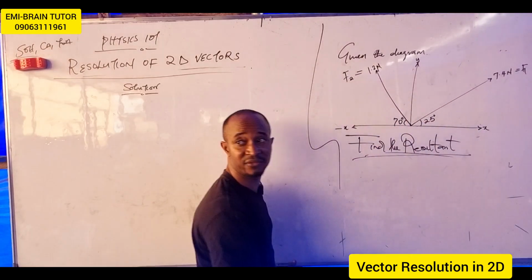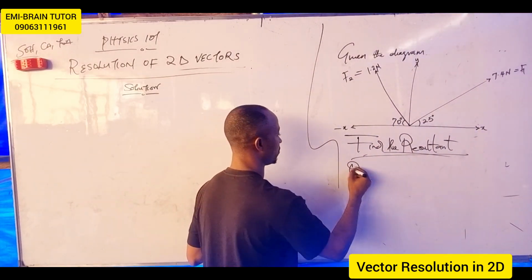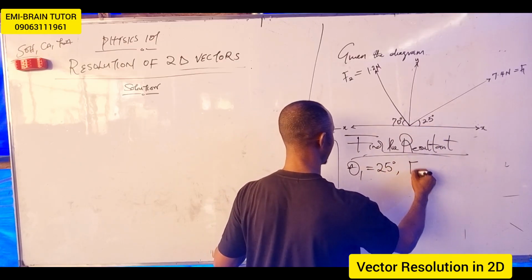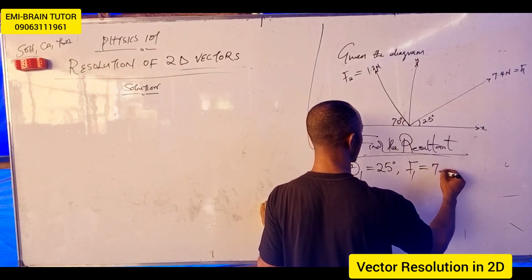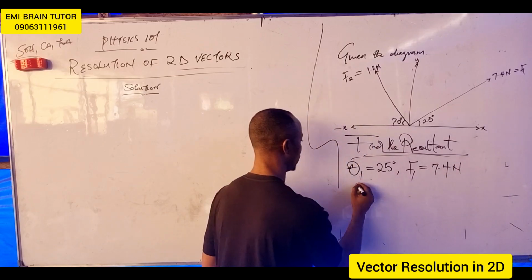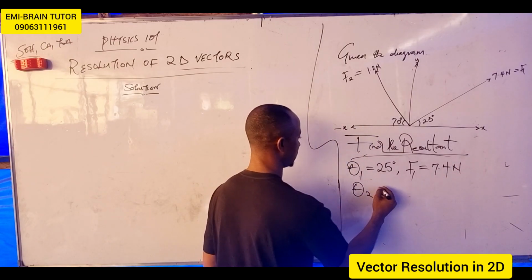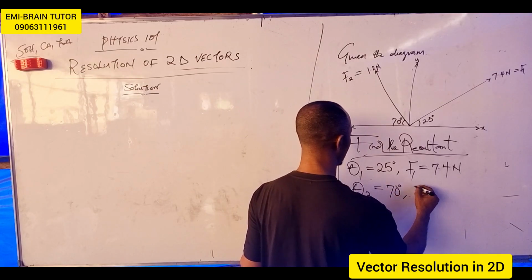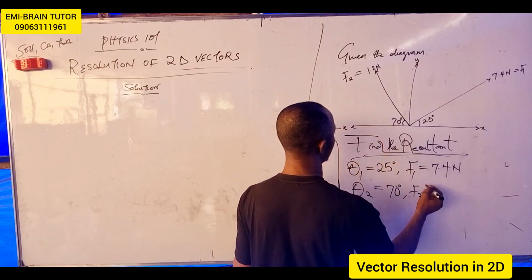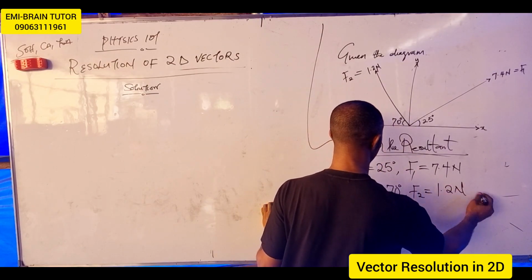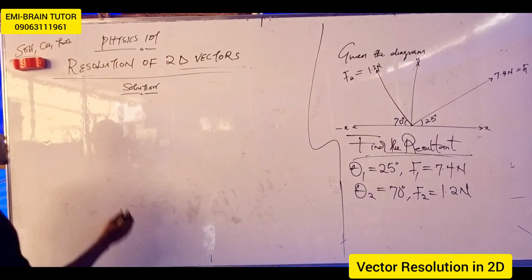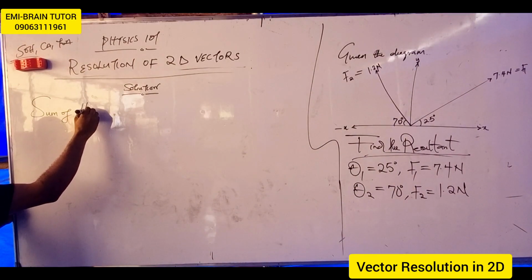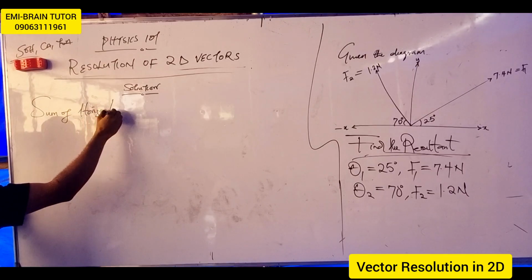What are the parameters we have here? What's that theta 1? 25 degrees, right? What's that F1? 7.4 Newton. What's theta 2? 70 degrees. What's F2? 1.2 Newton. Now, what do we do? Look at me. We have to find the sum of the horizontal forces.